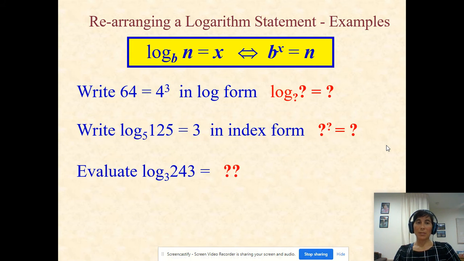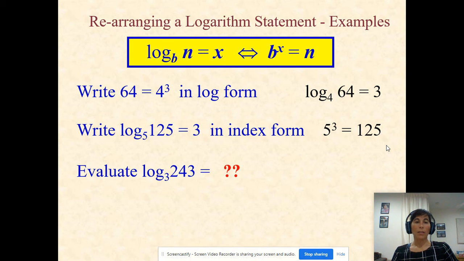Here's a couple of examples. So rearranging a logarithmic statement, here we go. First one, we've got write 64 is equal to 4 cubed in log form. So I would be looking at the formula on this PowerPoint or on your formula sheet, and I would just be assigning the various letters. So obviously it's in index form. To change that, what is the b value that we can identify, the n and the x value, and then just substituting them in. So we should find there it's log 64 to the base 4 is equal to 3.